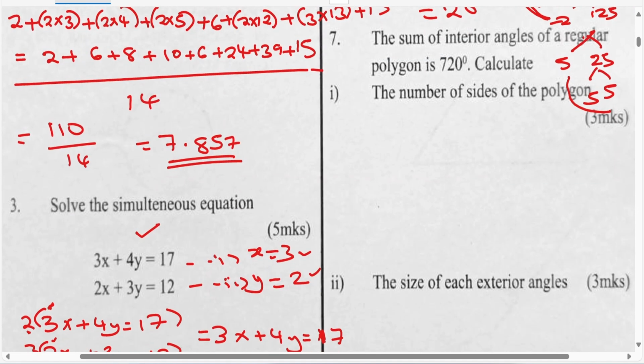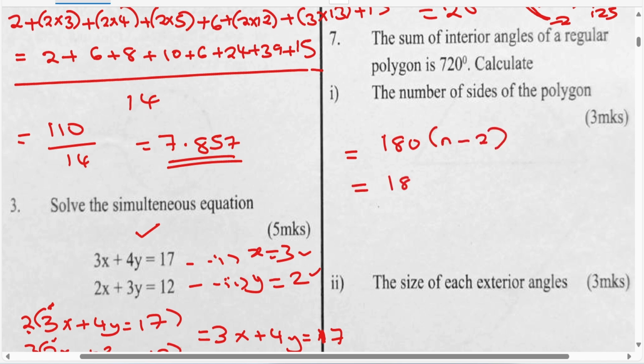Okay, question 7. The sum of interior angles of a regular polygon is 720 degrees. Calculate the number of sides of the polygon, and two, the size of each exterior angle. So the sum of interior angles is given by 180 into bracket n minus 2. So 180 into bracket n minus 2 is equivalent to 720.